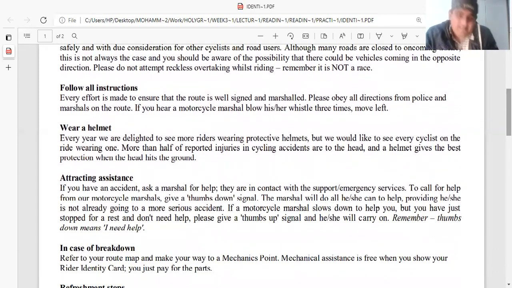Attracting assistance. If you have an accident, ask a marshal for help. They're in contact with the support and emergency services. To call for help from a motorcycle marshal, give a thumbs down signal. The marshal will do all he or she can to help, providing he or she is not already going to a more serious accident. If a motorcycle marshal slows down to help you, or you just stop for a rest and do not need help, please give a thumbs up signal and he or she will carry on. Remember, thumbs down means I need help.